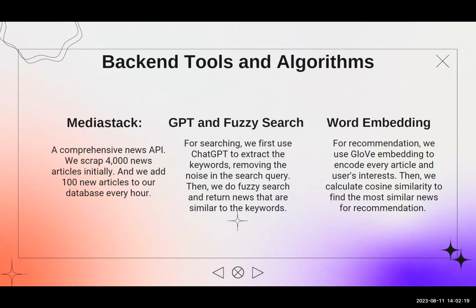For our search engine, we use ChatGPT and fuzzy search. ChatGPT comes in when a user types in their query in the search bar. ChatGPT will extract keywords from the search query, and using an algorithm called fuzzy search, will return articles that are related to the keywords extracted from the query.